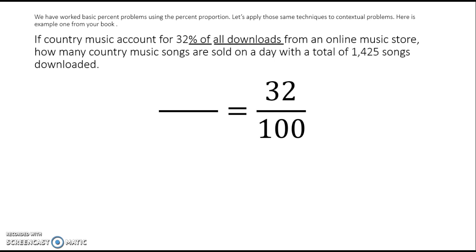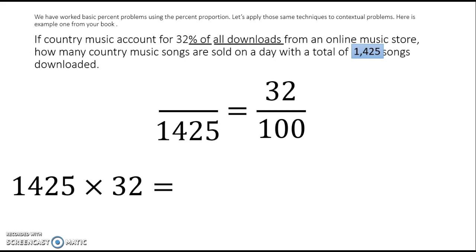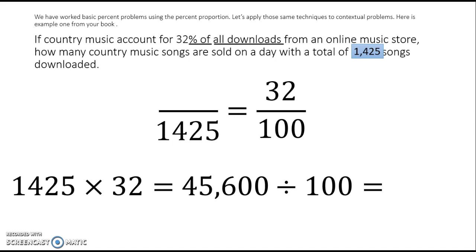So we need to look through the rest of the problem and see if they tell us how many of all downloads there are. If we look toward the end of the problem, we see that there were a total of 1,425 songs downloaded. So that is our percent of. Now we have 3 of the 4 spots filled in, so we can solve our proportion. First we multiply 1,425 times 32, and that gives 45,600. Now we divide that by 100, and we get 456. There were 456 country music songs downloaded on this day.